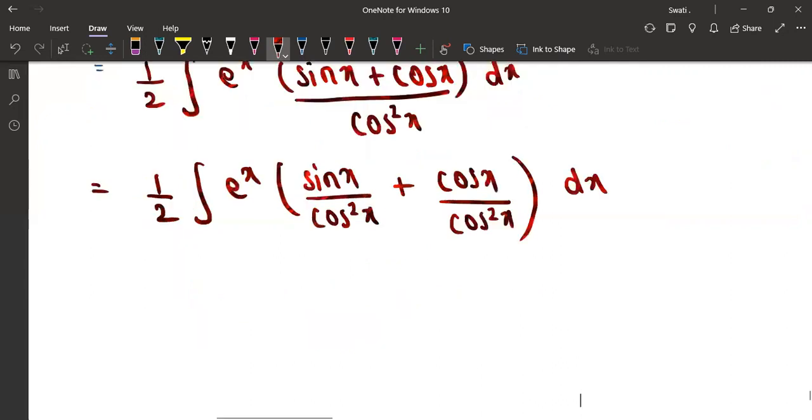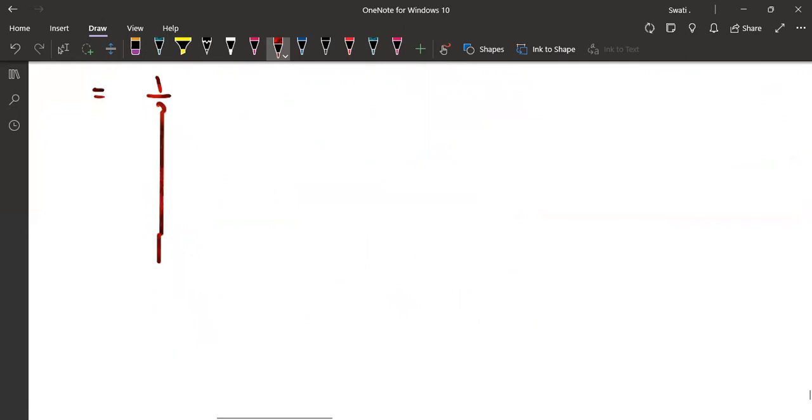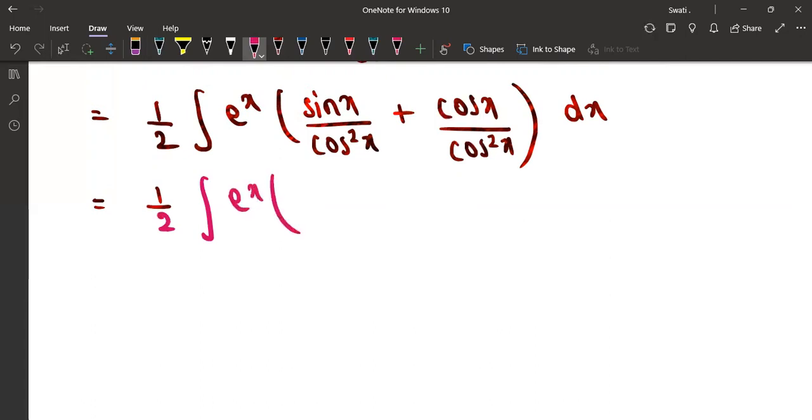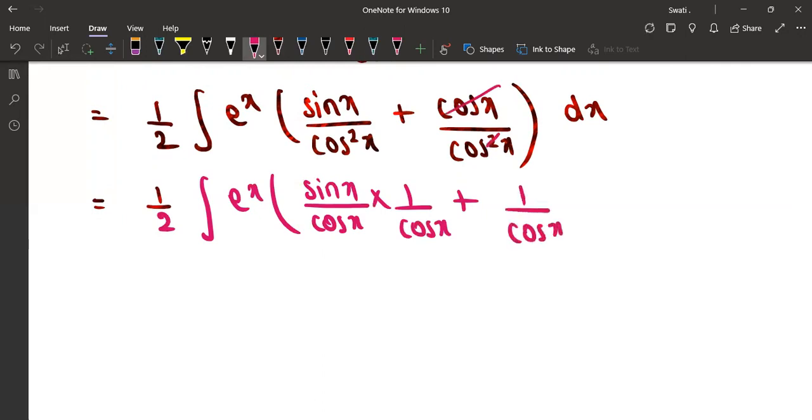Okay, so let's just simplify that. So this is 1 upon 2. Let me fix that. All right. So this will become 1 over 2, then integration e raised to x. Here I can just write down this as sin x upon cos x into 1 upon cos x. Of course, that's the same thing. And here, of course, this cos x with the square will get cancelled. So we're getting just 1 upon cos x, and then of course dx.